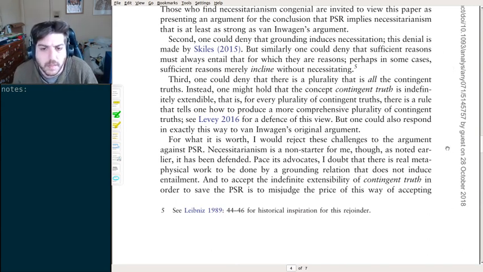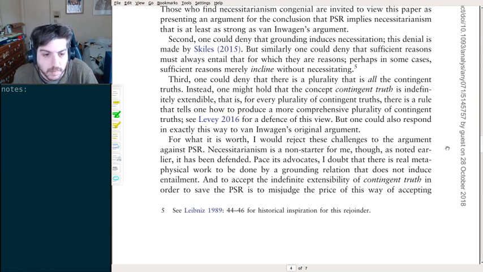Third, one could deny that there is a plurality that is all the contingent truths. I said this earlier. There's a question about what all the contingent truths taken together actually amount to. Instead, one might hold that the concept contingent truth is indefinitely extendable. That is, for every plurality of contingent truths, there is a rule that tells one how to produce a more comprehensive plurality of contingent truths. See Levy 2016 for defense of this view.